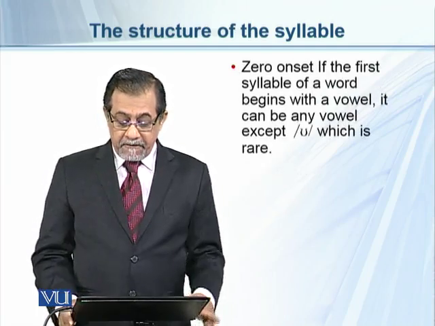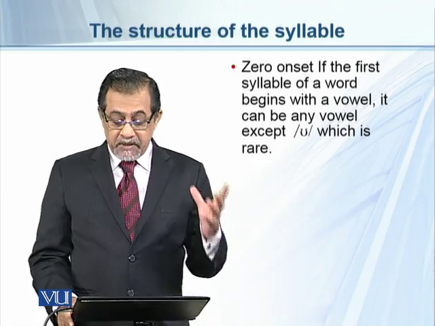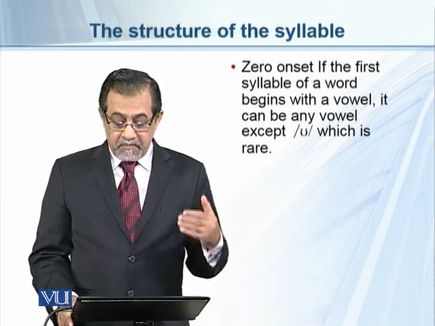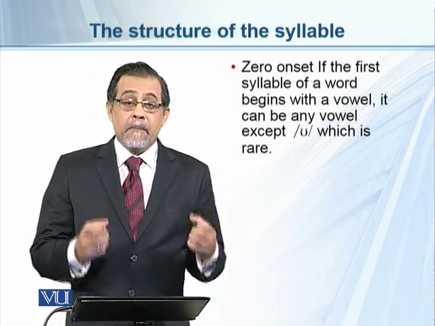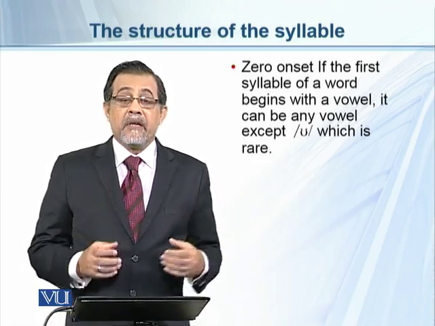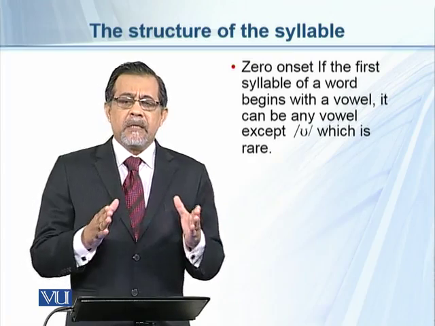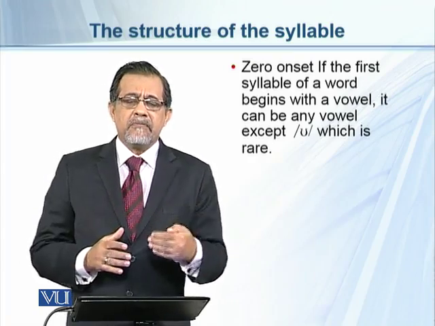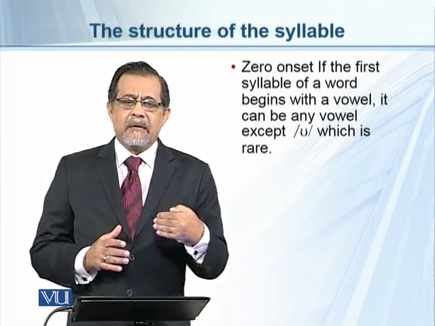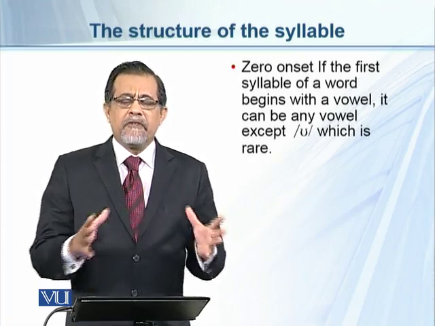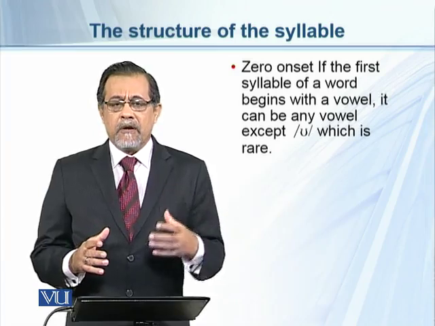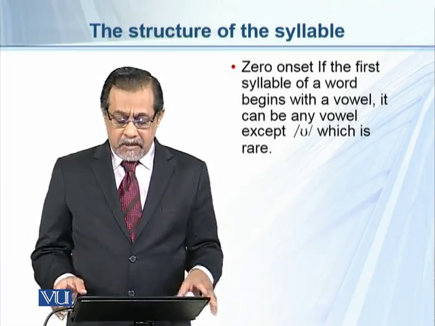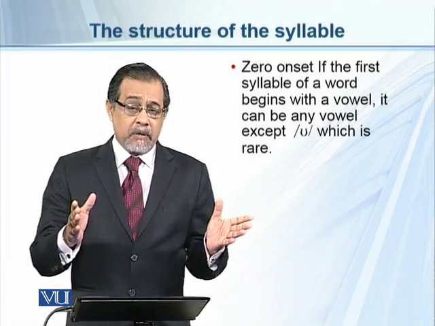Zero onset. If the first syllable of a word begins with a vowel, it can be any vowel except "u", that is, we have "put", which is rare. So generally, it is fixed which sound begins a syllable. So we do not find this sound in the initial position of a syllable if there is no consonant sound.